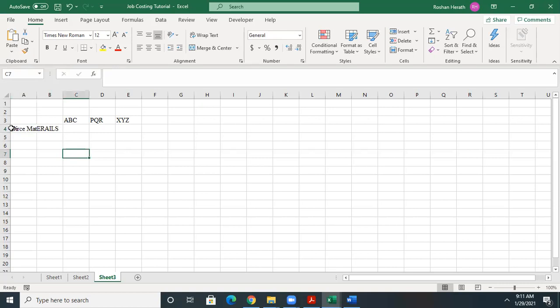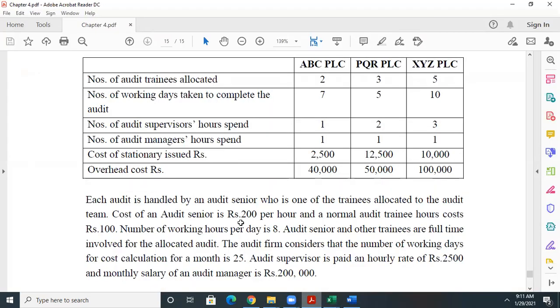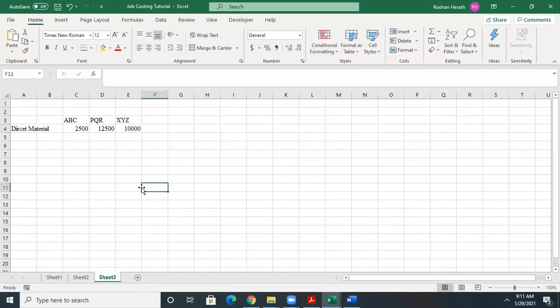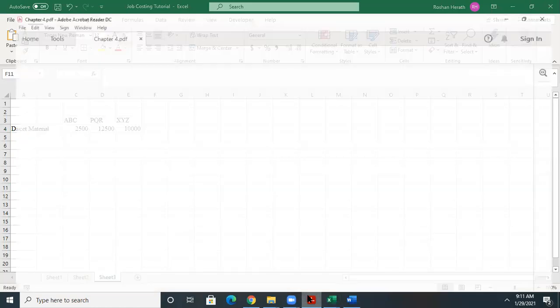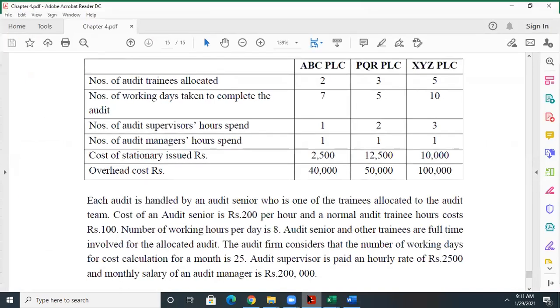When it comes to an auditing task, the materials are going to be a crucial aspect. You're going to consume the materials. So we may take it. For ABC, the cost of stationery is 2,500, 12,500 for PQR, and it is 10,000 for XYZ. 2,500, 12,500, and 10,000. Okay, taken.